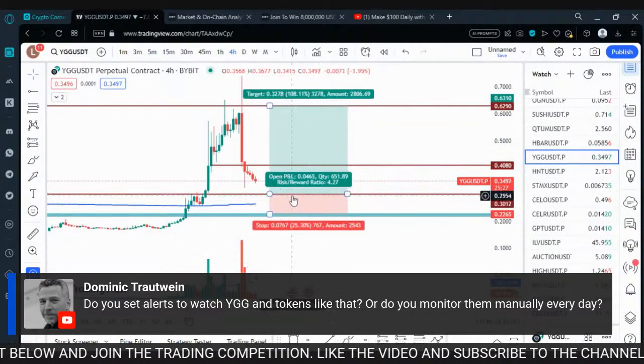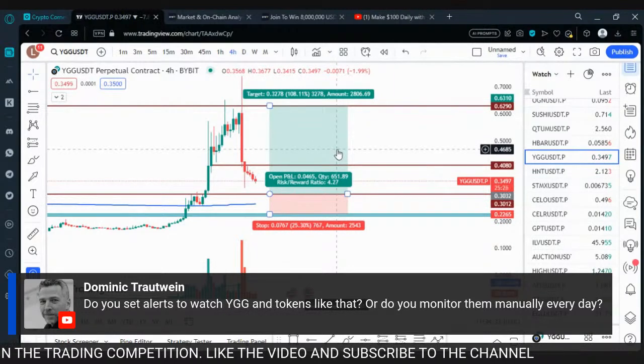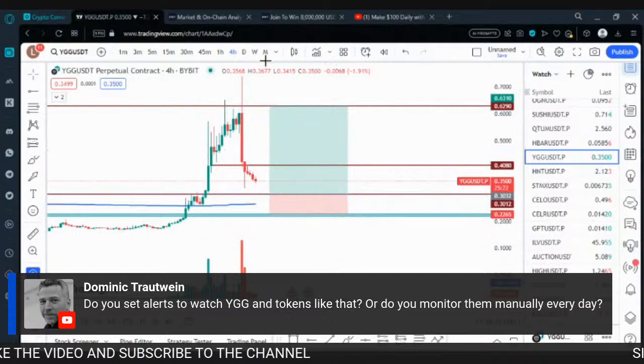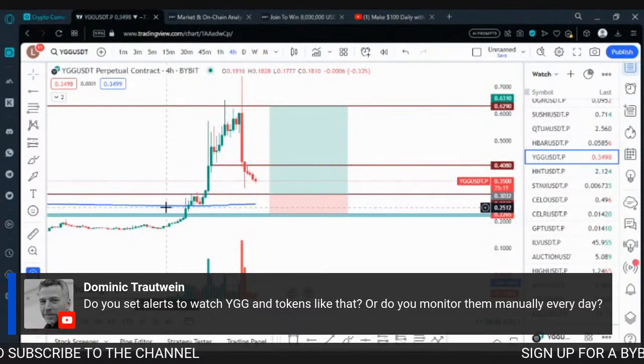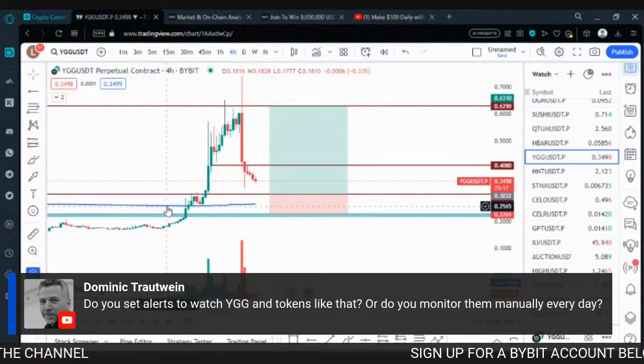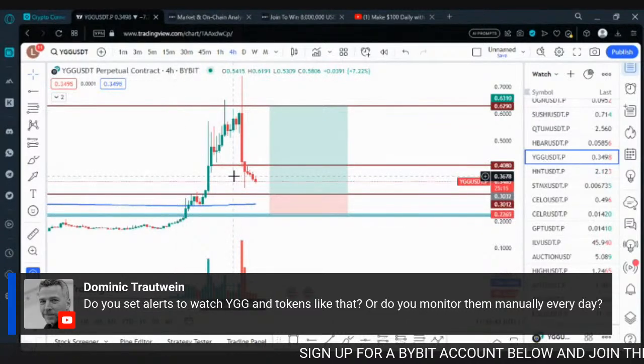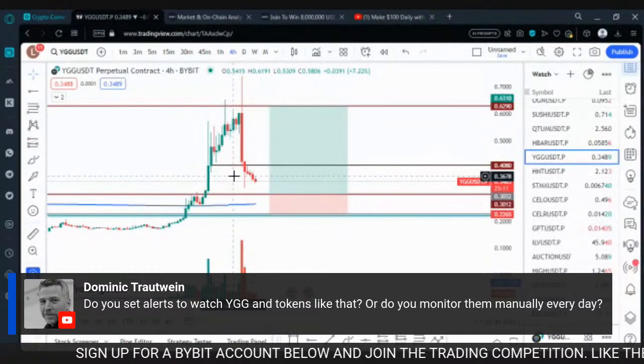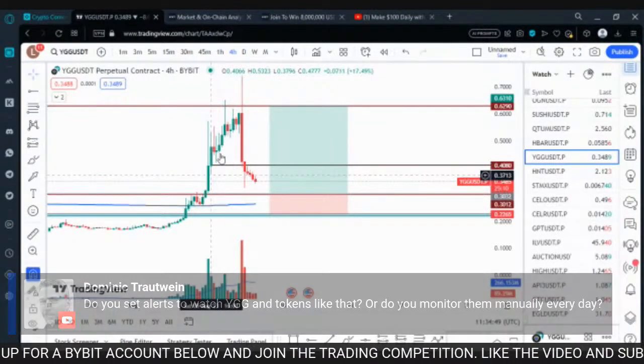But if not, this is just what I do. I just use limit orders to set my trades, and when price gets down there, it picks it up already. I have over 10 different limit orders currently pending on my account. Once price gets to my level, it just picks them up. So that's what I do.